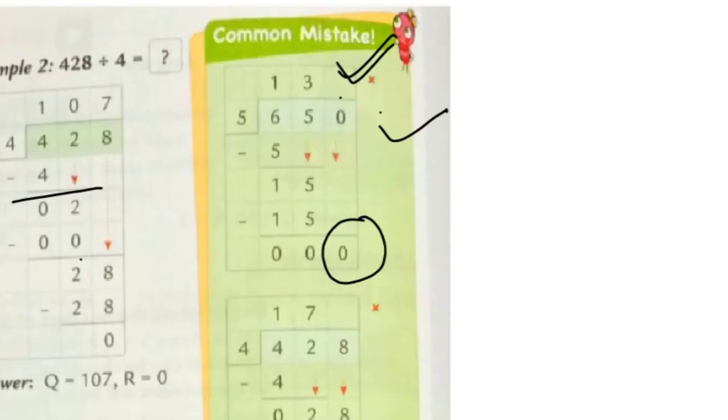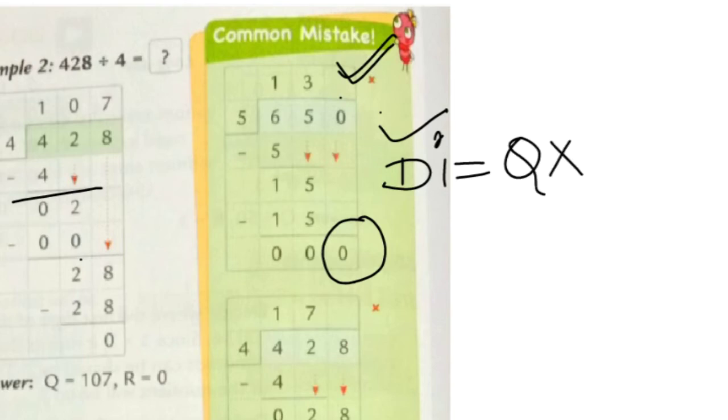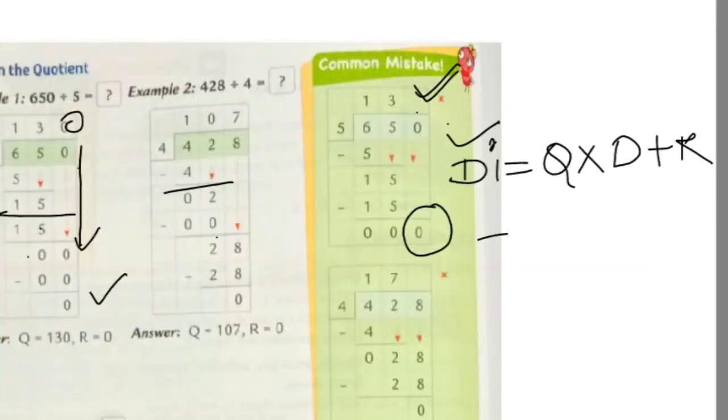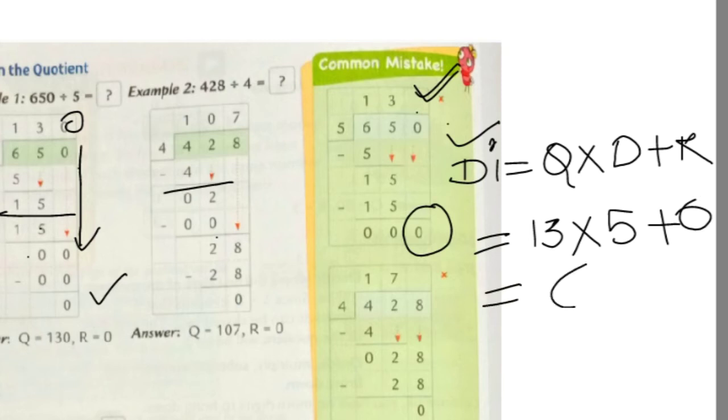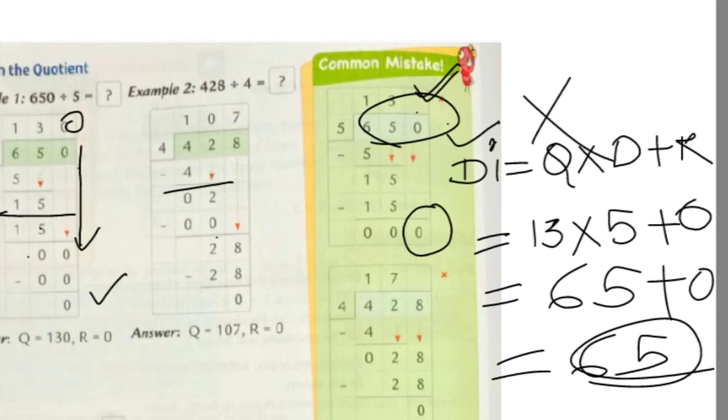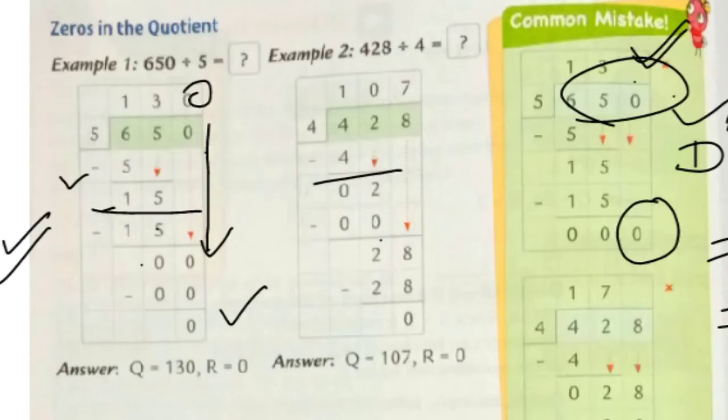How can you find that it is a mistake? As you know the rule, to find the dividend, what is the formula? Yes, quotient multiplied by divisor plus remainder. This you know. So what is our quotient? 13 multiplied by 5 and plus remainder 0. So 13 5s are 65, plus 0, it will be 65. So is this dividend and this dividend equal? No. So it means this is our wrong division. So the correct way to divide 650 by 5 is this.